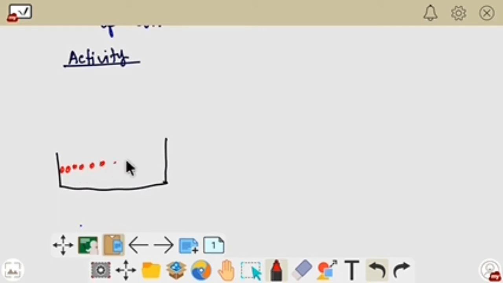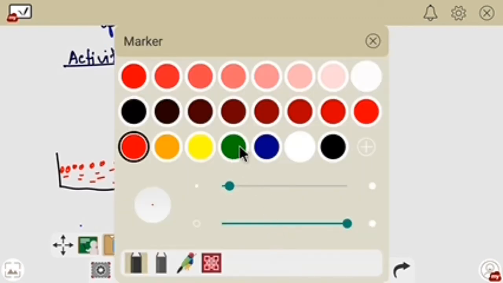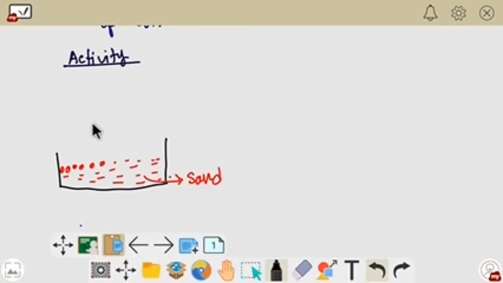We have to take some amount of sand in this beaker. So these are sands. You can also use soil, but you can also use sand. Actually, instead of sand we have to use soil, but I am taking sand as an example.